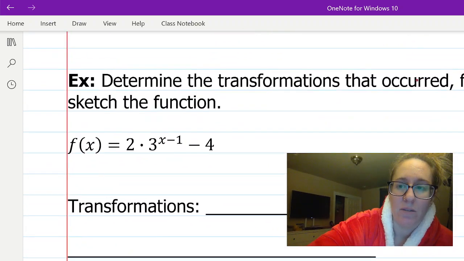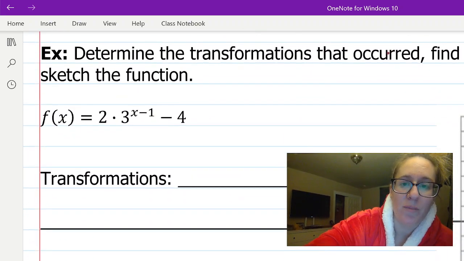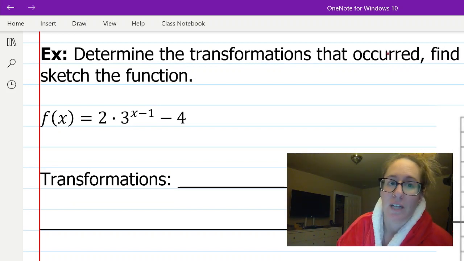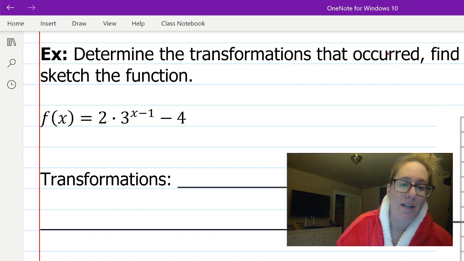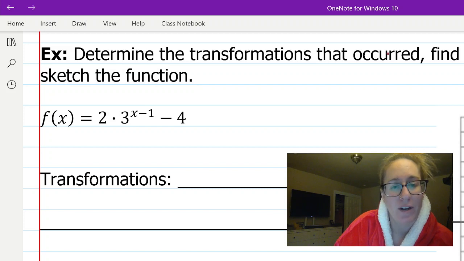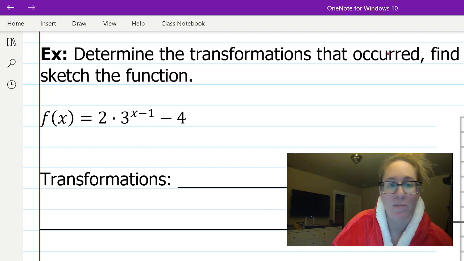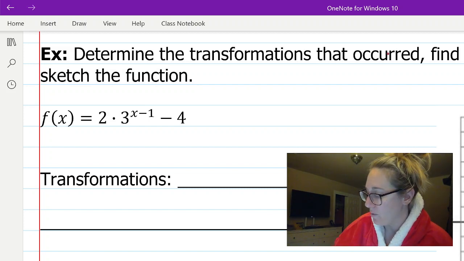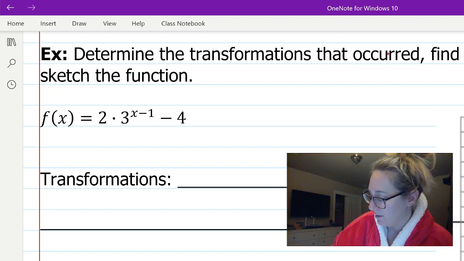It says, determine the transformations that occurred, find the indicated values, and then sketch the function. I'm just going to go through left to right, look at my different transformations. One thing to remember, changing a base number is not a transformation. It is just a changing of the base number. Remember, there is no standard base number for exponential functions. That base number can change. So if you look at ours right now, we have a base number of 3.